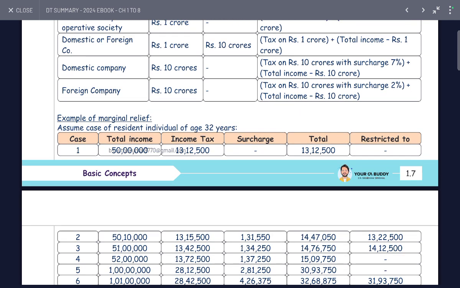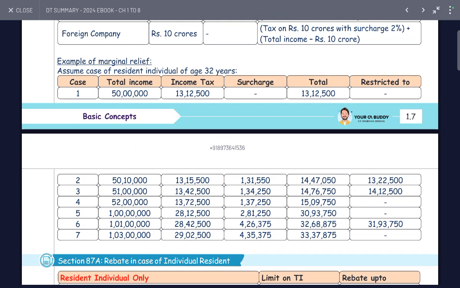Example of marginal relief, assuming that the case of a resident individual is case 32. Case: total income 50 lakhs and income tax of 13 lakh 12,000, such as 0. 14 lakhs 10,000, 13 lakh 12,000, surcharge 1 lakh 31,500, 15 percentage. So 15 lakhs plus 13 lakhs, so 1 lakh 34,000, and total income is restricted to 1 lakh 42, 1 lakh 14, 42 lakh 0, 50 to 1 crore 0.